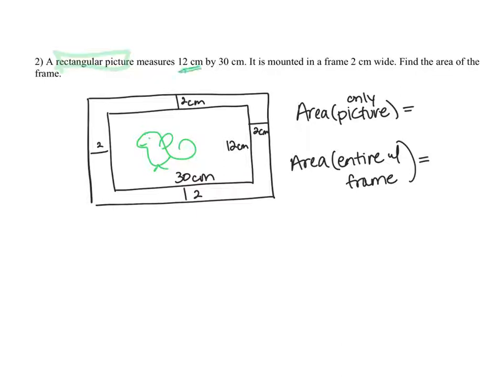The picture is 12 by 30. So I marked the smaller 12 and the bigger 30. And then it's mounted on a 2 centimeter wide frame. So I added that 2 centimeters to each side of that. So in order to find the area of just the frame only, we need to figure out what is the area of just the picture, and then what's the area of the entire, and so what I mean by that is this big rectangle. And so once I figure out just the picture and the entire rectangle, then all I have to do is subtract them. So hopefully you figured that out.